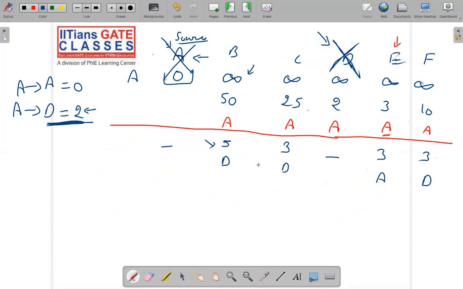Now we will do the same thing. We will try to find out the minimum one out of all these. Now there are 3 minimums, 1, 2, 3. You can pick any one and delete that. For example, we pick this one, C.